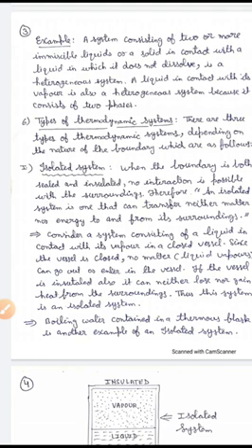There are three types of thermodynamic systems depending on the nature of the boundary, which are as follows: isolated system, closed system, open system. What is isolated system? When the boundary is both sealed and insulated, no interaction is possible with the surroundings. Therefore, an isolated system is one that can transfer neither matter nor energy to and from its surroundings.